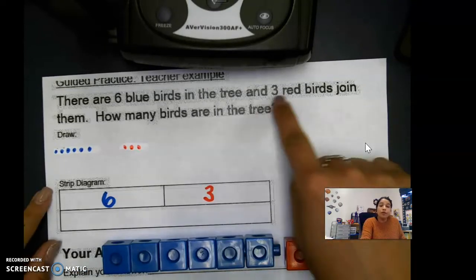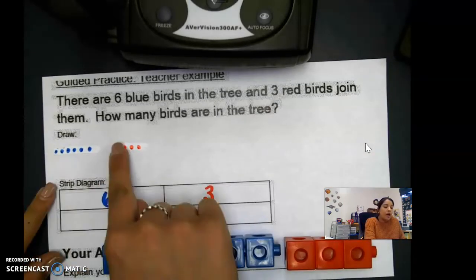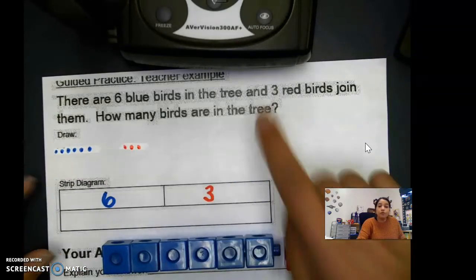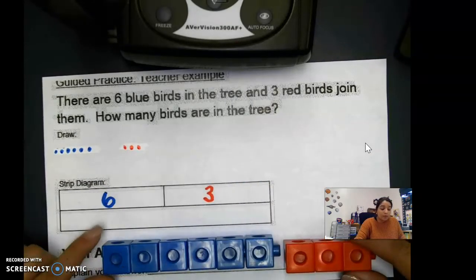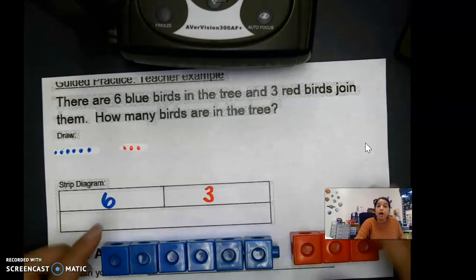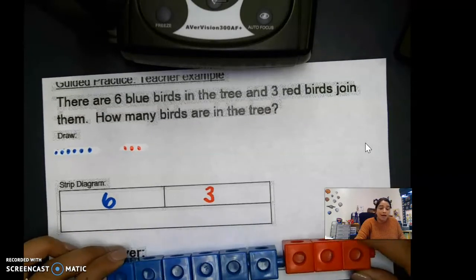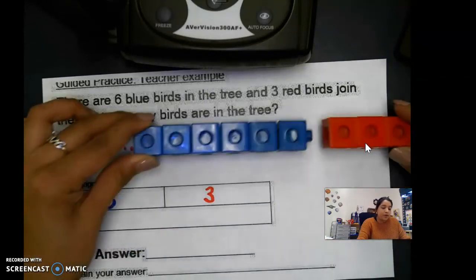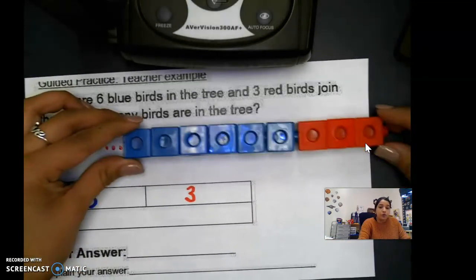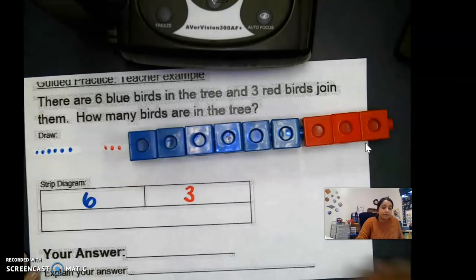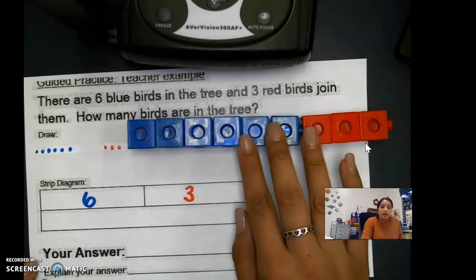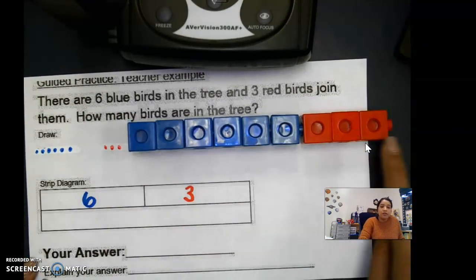It says 3 red birds join them. How many birds are in the tree? So in the problem, we want to know how many birds are in the tree. So we are adding them. So if we are adding them, that means we are joining them together. So let's go ahead and count it all together.